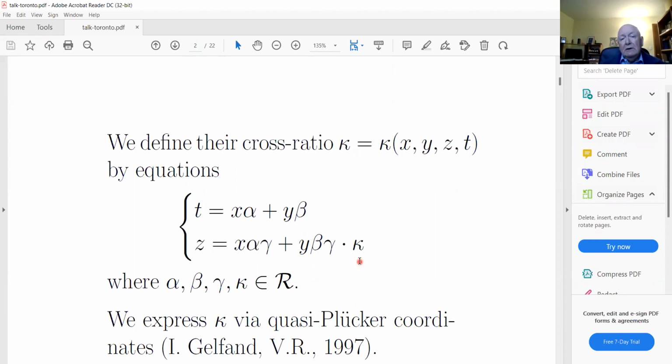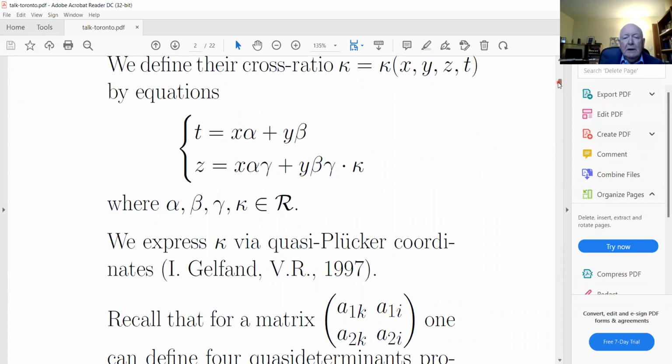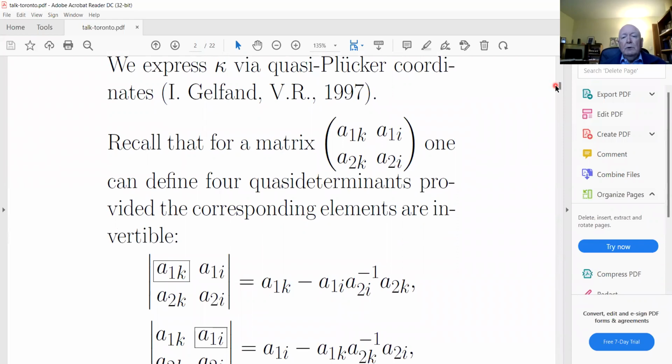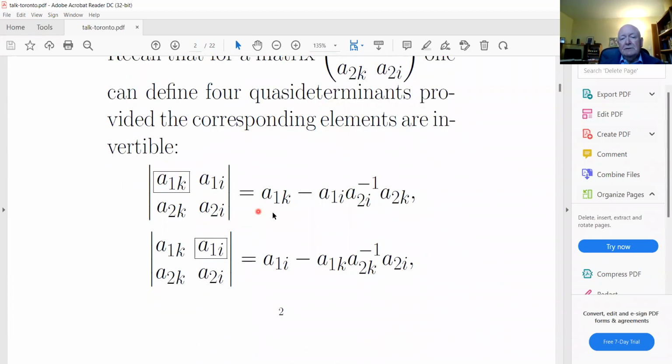In the commutative case, you can express the cross-ratio by using Plücker coordinates. In the non-commutative case, you can express K using so-called quasi-Plücker coordinates, which were introduced by Gelfand and me years ago. I will just formulate the definition, only for the 2 by n case. If I have a 2 by 2 matrix, then I can define so-called quasi-determinants. You see the formula, and this is good if you work in some categories, and A is a morphism, because everything is composable. So you can define four such expressions.